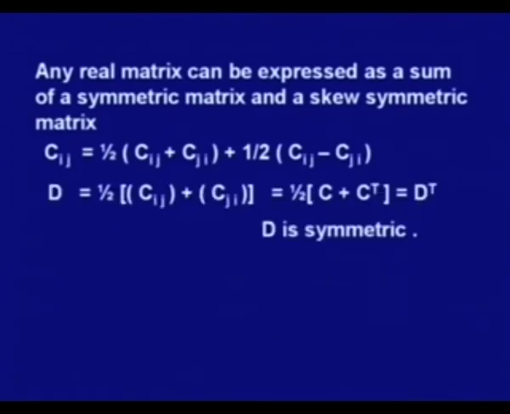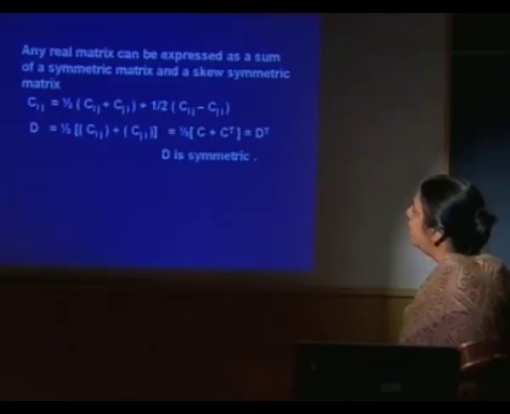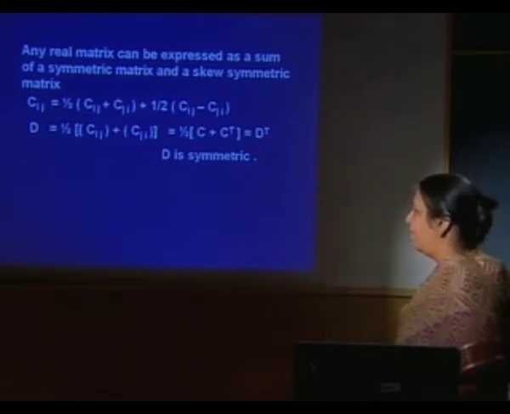Now, I say that the matrix D is given by half of C_ij plus C_ji. One can notice that D is a symmetric matrix. The reason is, if I take the transpose of D, then this becomes C_ij, this becomes C_ji, and sum is commutative. So, this is nothing but half of C plus C transpose. So, this is D transpose. So, D and D transpose are the same. So, D is a symmetric matrix.